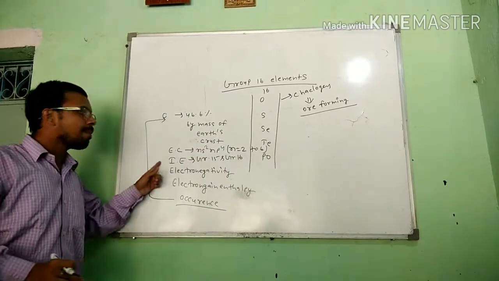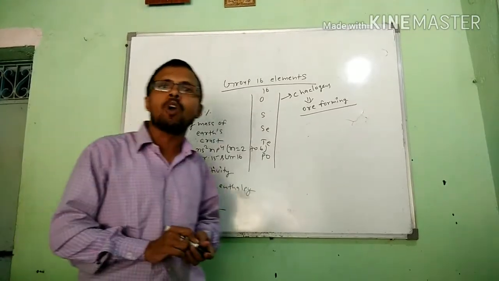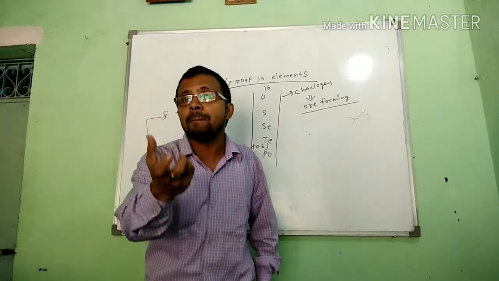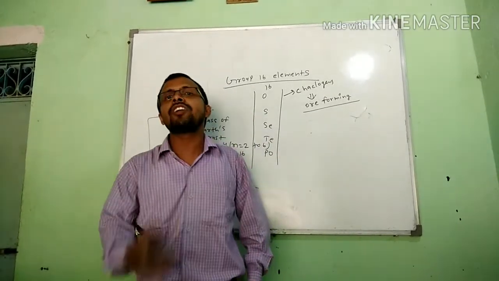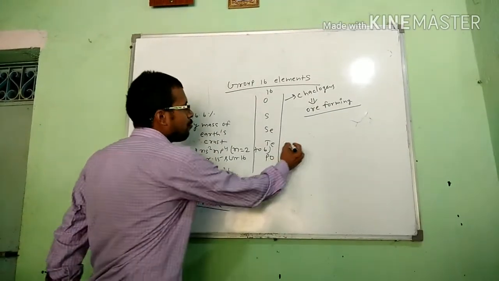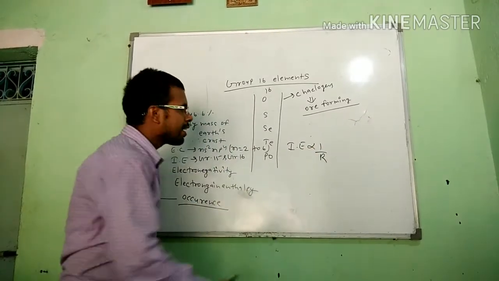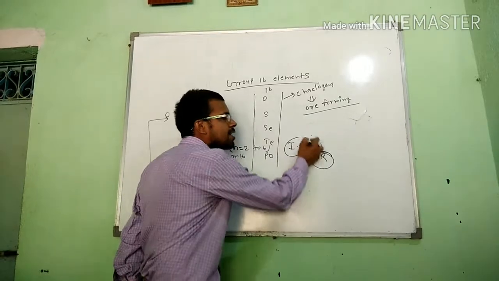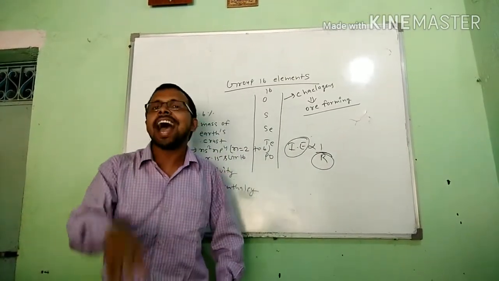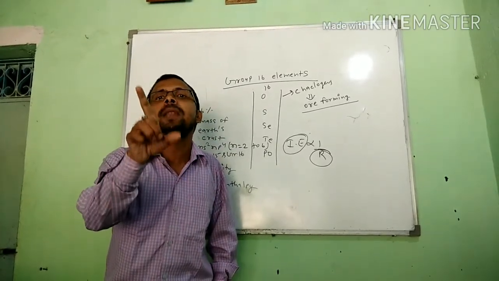Now I will talk about ionization enthalpy. As we know very well, as we go down the group, size increases. Size increases due to the number of shells increasing. If the number of shells increases, the size automatically increases. You know very well that ionization enthalpy is inversely proportional to the radius. It means if the radius increases, ionization enthalpy decreases. This is the normal trend. As we go down the group, as the radius of the element increases, the ionization enthalpy decreases.